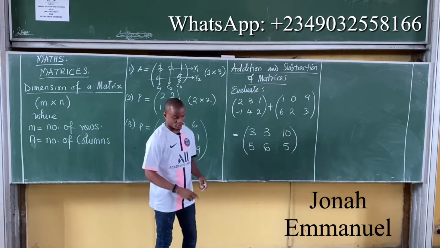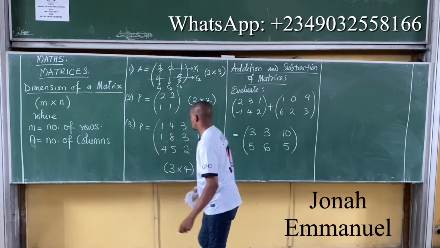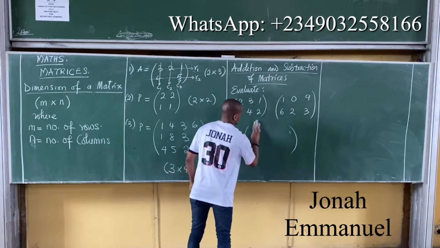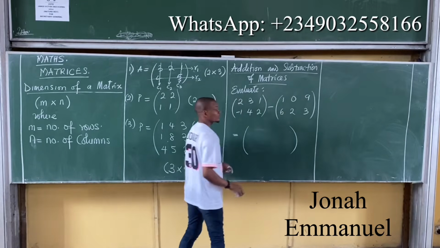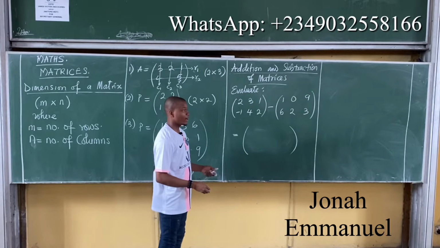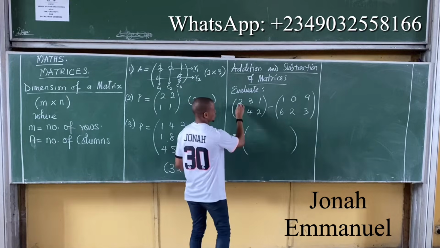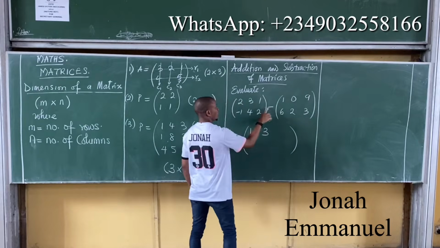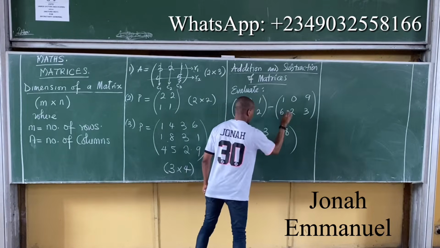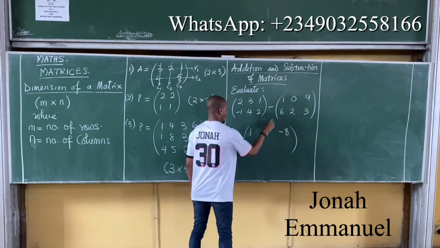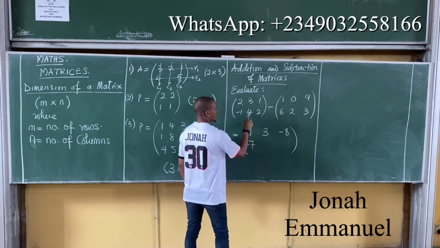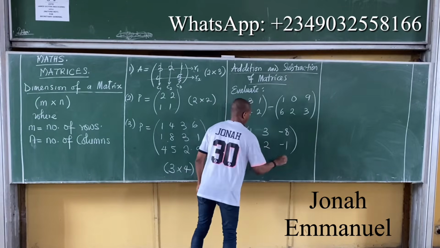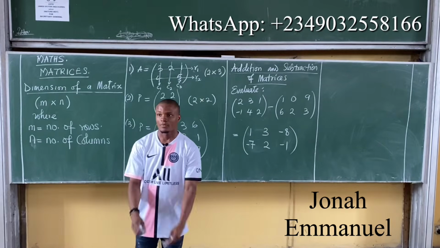Alright, let's imagine you are subtracting. What if these were subtracting? Can they subtract first? Obviously yes. Why? Same dimension. Of course, 2 minus 1 is 1. 3 minus 0, 3. 1 minus 9, minus 8. Minus 1 minus 6, minus 7. 4 minus 2, 2. 2 minus 3, minus 1. That's all.